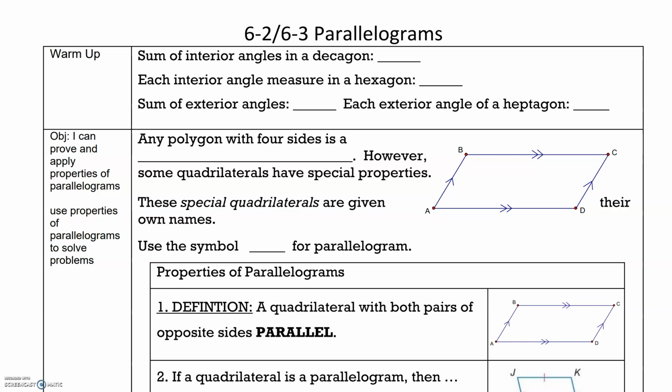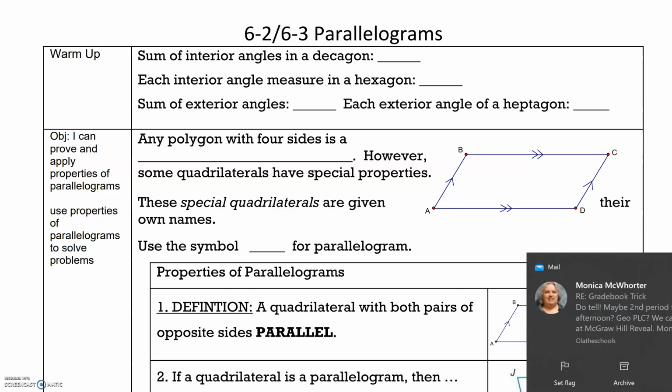So in this lesson, we are going to talk about parallelograms, how we can prove and apply the properties of parallelograms or solve problems using parallelograms. So go ahead and go through those first few warm-up questions if you haven't already, and check when you're ready.